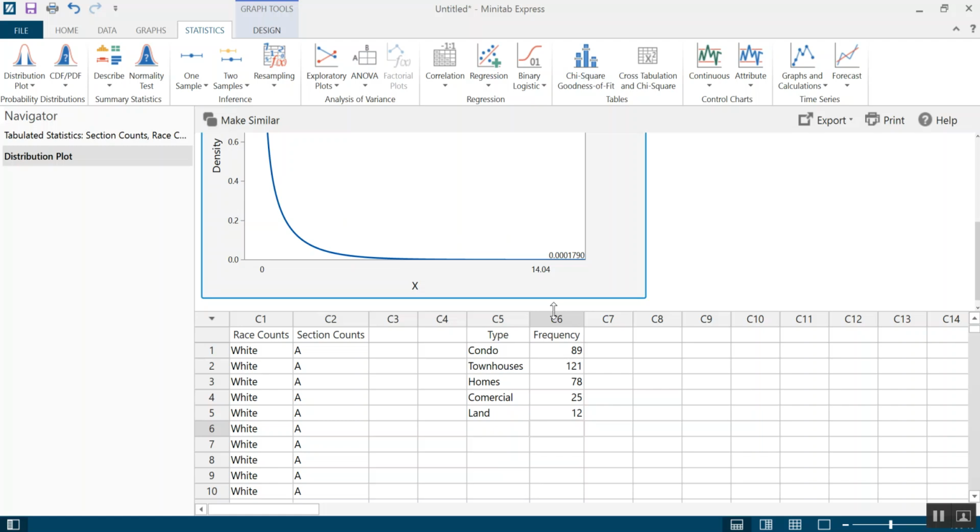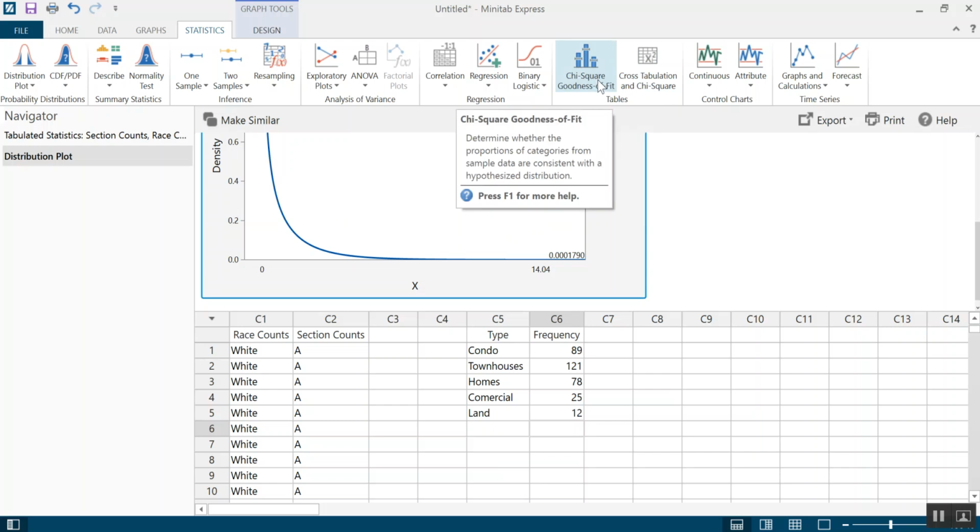So like I said, I typed this in ahead of time. That's why I paused, so that you could see this easier and not have to watch me type. Anyway, notice right next to cross tabulation and chi-squared is the goodness of fit. That's the one I'm doing. All right, let's do it.